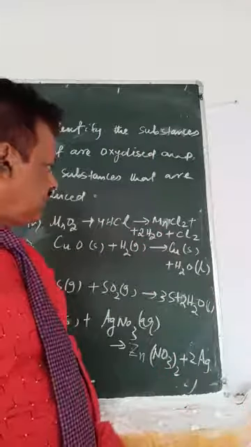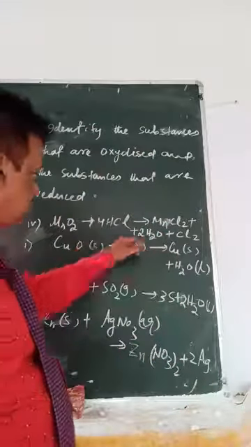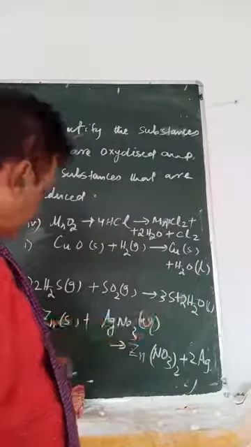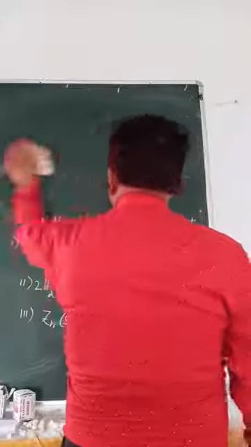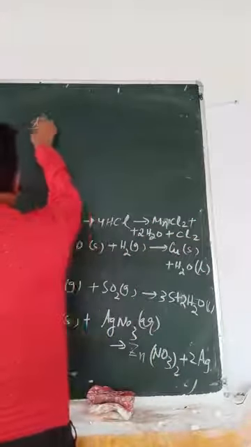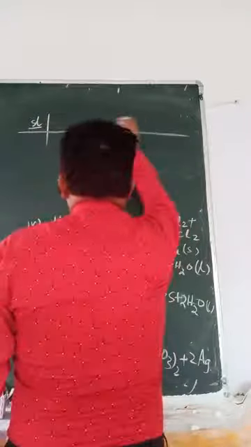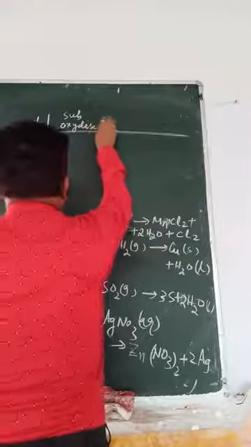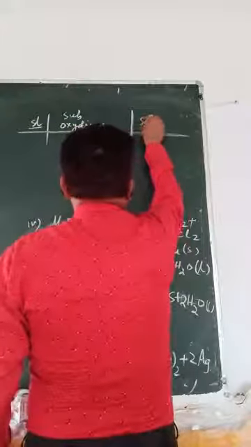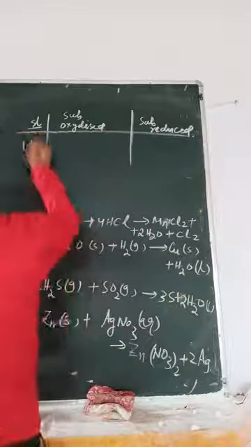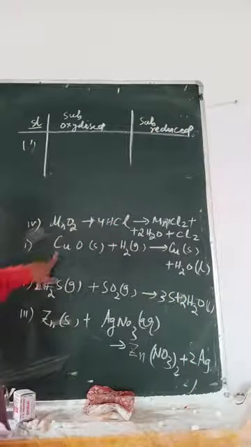Okay, I have given 4 equations here. Now we have to find out which one is oxidized, which one is reduced. So which one is oxidation reaction, which one is reduction reaction. Okay, now let's write down: serial number, substances oxidized, substances reduced. So first reaction, cupric oxide.